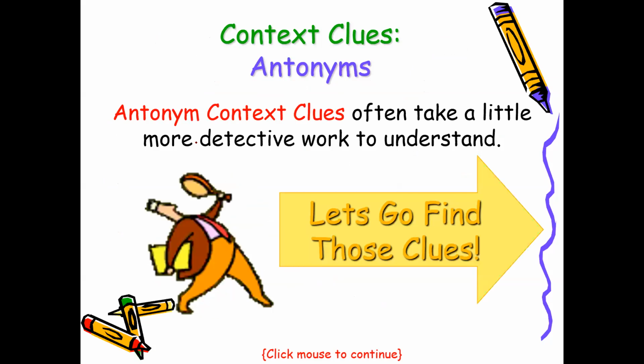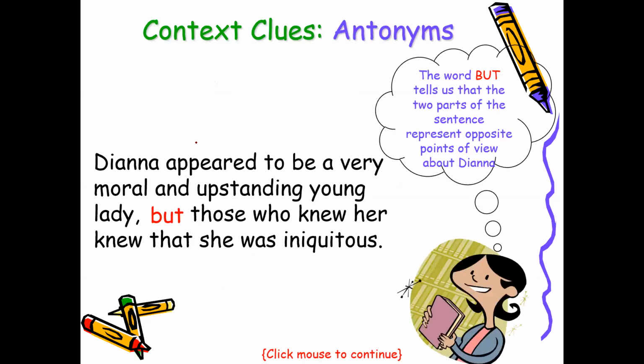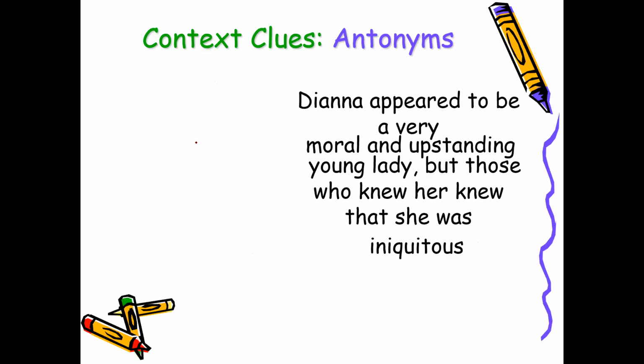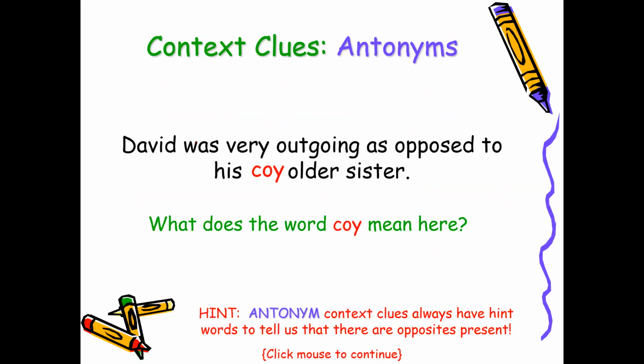And so when you think about it, if we try to find those clues, I can tell that the word but says the two parts of the sentence are opposite or represent opposite points of view about Diana. So we can tell that iniquitous means the opposite of moral and upstanding. Okay, would you like to give it a try?